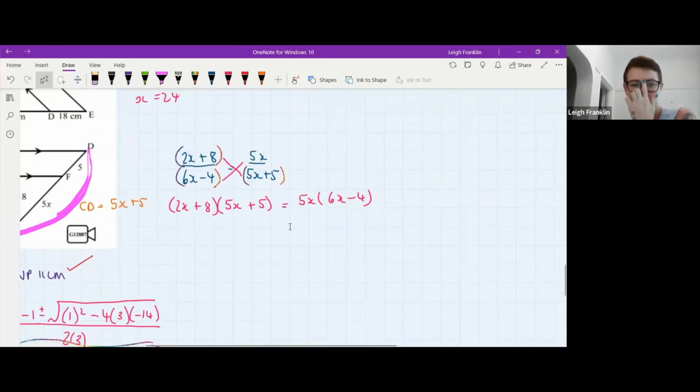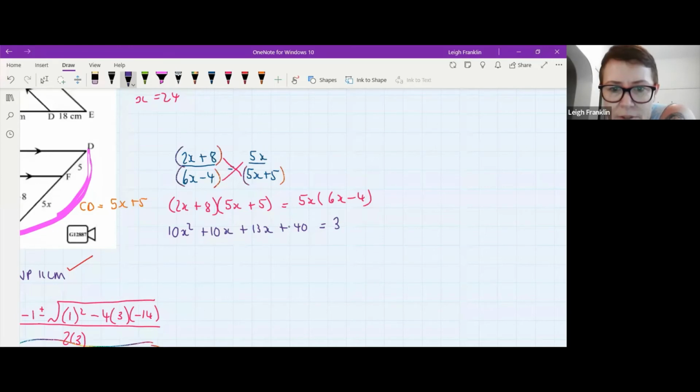Okay, so here we are. Now we're going to FOIL out these brackets, and we're going to end up with 10x squared plus 10x plus 13x plus 8 times 5 is 40? What's 8 times 5, Coco? 40. Okay. 5x times 6x is going to give us 30x squared, and then 5x times minus 4 is going to give us minus 20x. So again, this looks as though it's going to be quadratic. Let's put this side equal to 0, and we'll move all our terms over to this side.